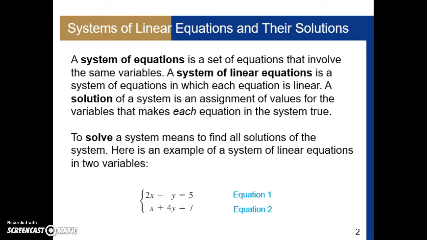Here's an example of a system of linear equations in two variables. First we have 2x minus y equals 5, then we have x plus 4y equals 7. These are equations of lines, and so if there is a solution to this set of equations, it's going to be the point of intersection of the graph of these two lines. So I wouldn't expect more than one solution to these, but there are other variables that come into play. There could be more than one solution, and we'll talk about that. There may not be any solution at all.